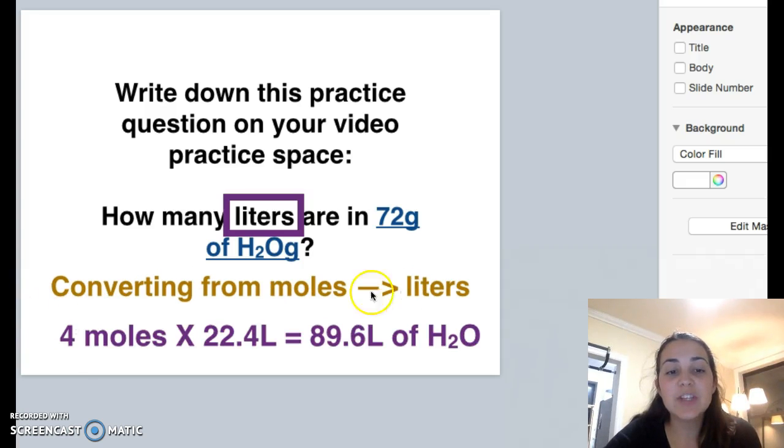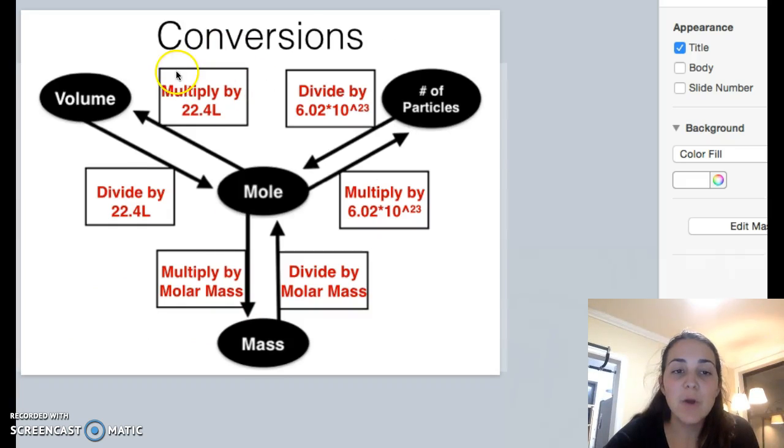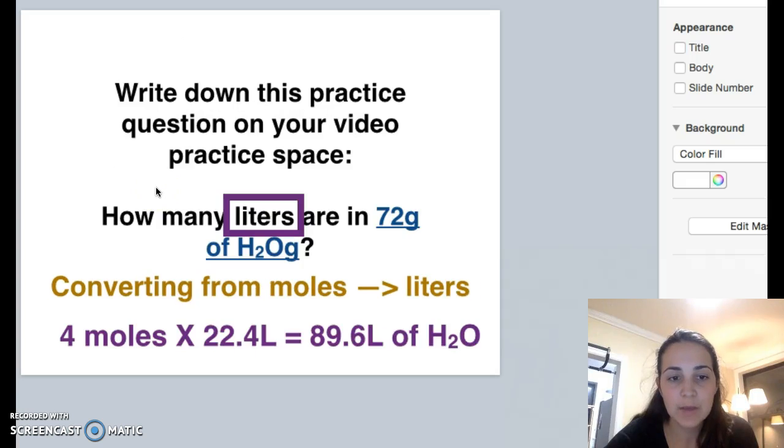The next step that we're going to do is converting from our moles over to liters. This can be done in the simple step of multiplying the moles by the constant for gas volume. Remember, from your roadmap, you can see that to get from any mole value to a volume value, all you need to do is multiply by 22.4 liters.